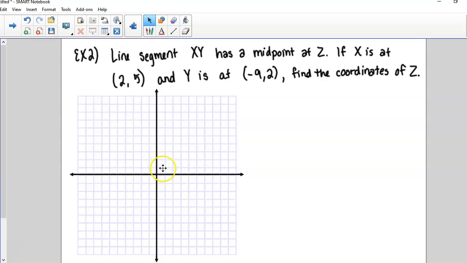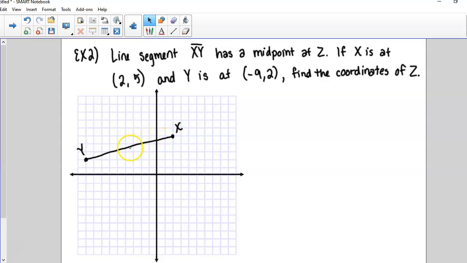So I've got the point 2, 5. 2, 5 is right here. That is X. And I've got negative 9, 2. Negative 9, 2 is our Y. These are the endpoints because this is line segment XY right here. And so we know that Z is the midpoint. Z is going to fall somewhere in here.